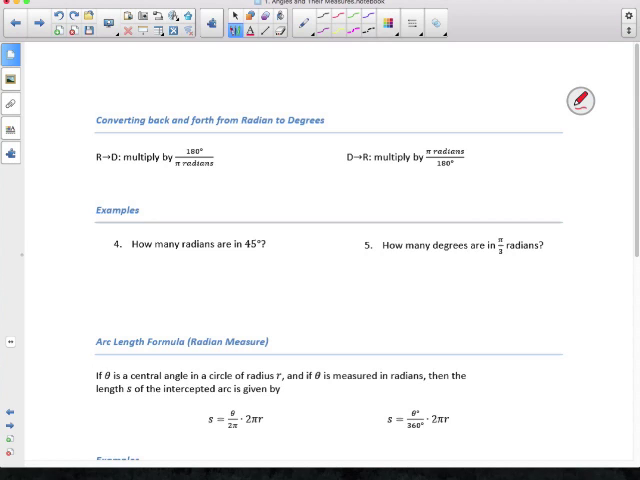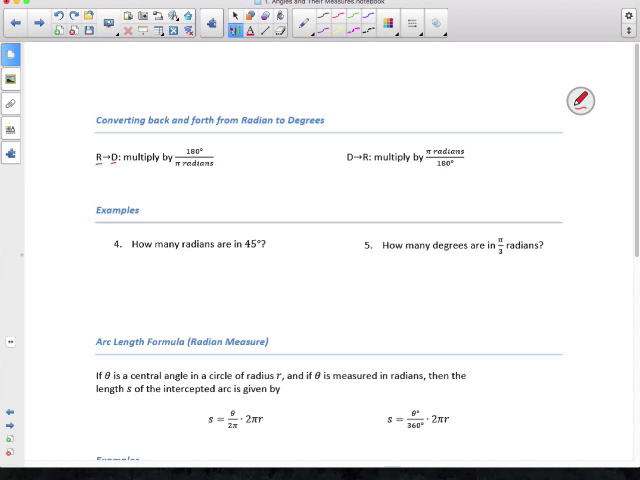Sometimes it's nice to be able to convert back and forth between radians and degrees, so we have these little patterns here. If we're going from radians to degrees, we're going to multiply by 180 degrees divided by pi radians. Okay? And that works because pi radians is equal to 180 degrees. So those are equal measurements, kind of like 1 foot is equal to 12 inches. So they have different units, but they're equal.